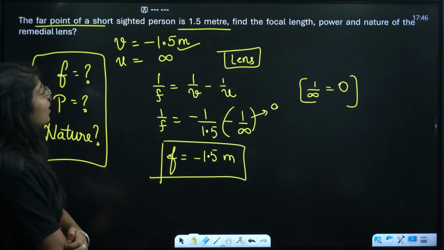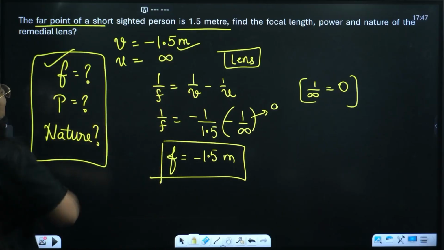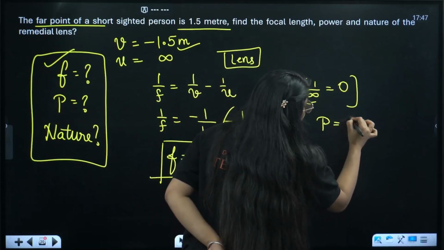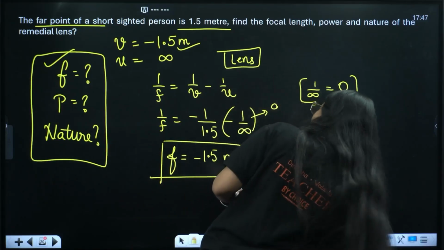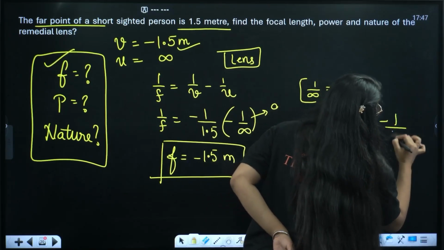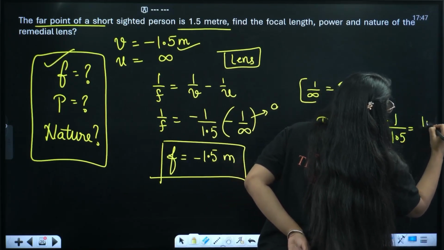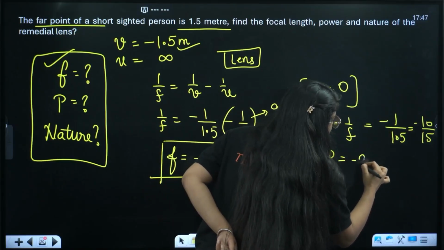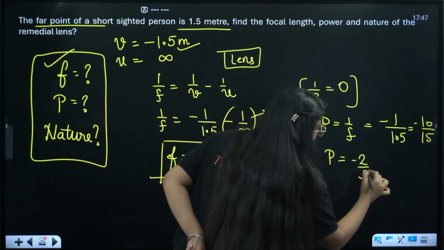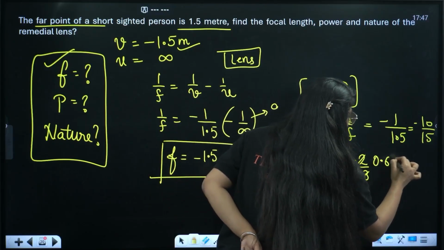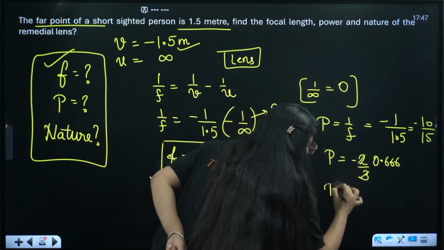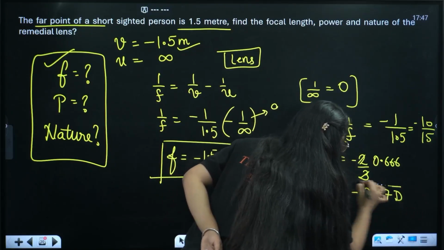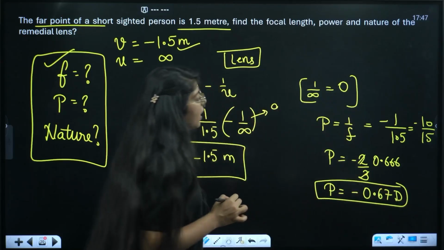Okay, now focal length is negative. We found the focal length. First part is done. Power is just the inverse of focal length, so power will be 1 by focal length. Now this is already in meters, so this will be 1 by minus 1.5, which will be minus 10 by 15, right? Now this will be minus 2 by 3, right? And this will be minus 0.666, correct? So power will be minus 0.67 diopter. Any doubt?